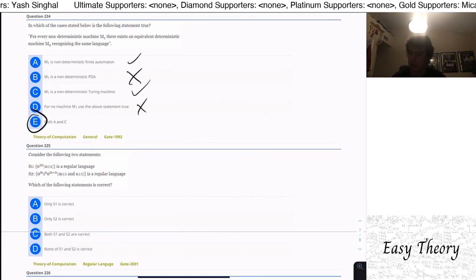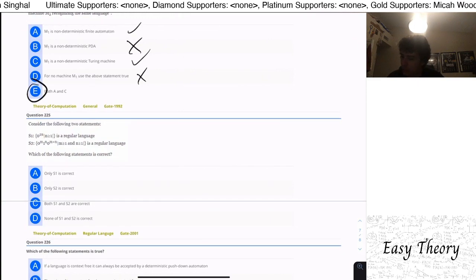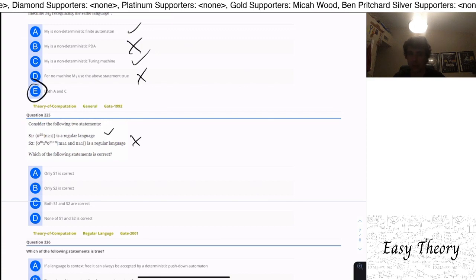Consider the following two statements. Which of the following statements is correct? S1 is regular. Good. S2 is not regular. So only S1 is correct. So A is the answer there.